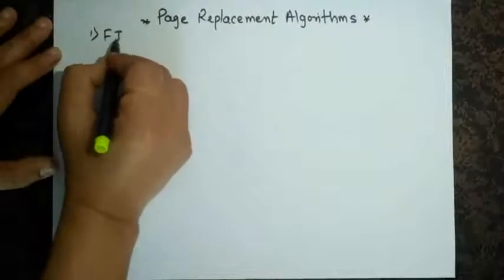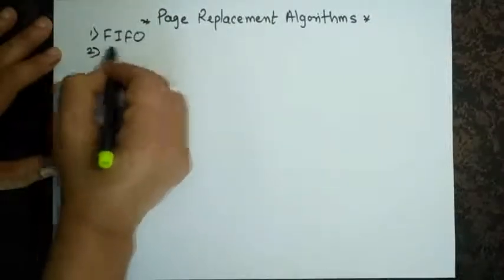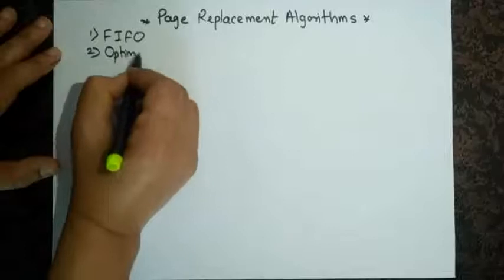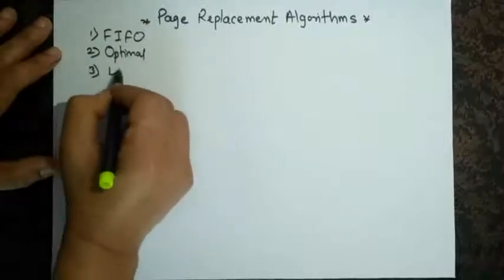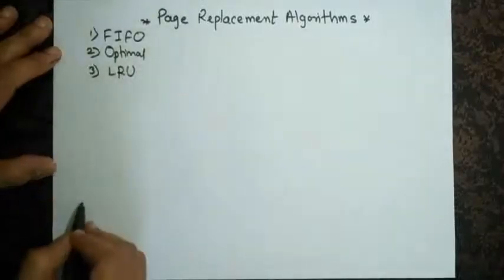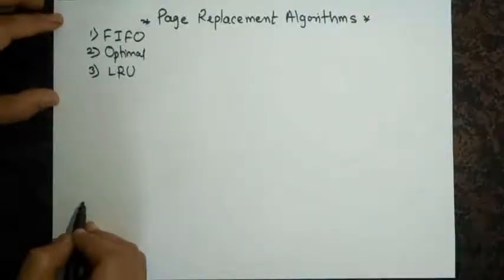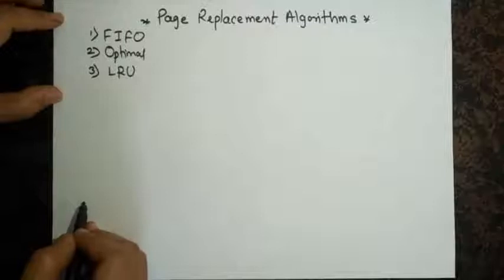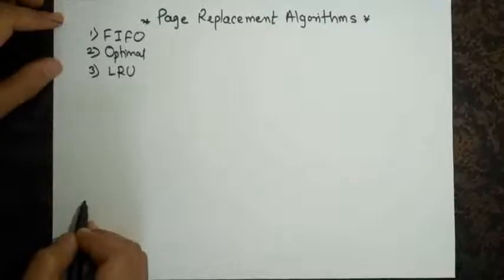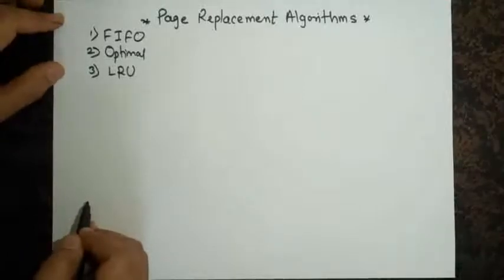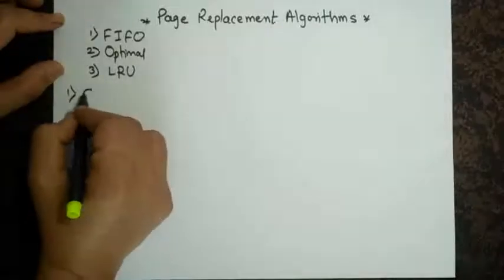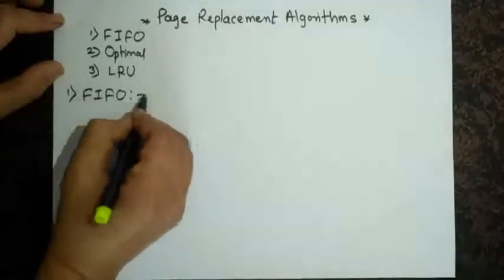First is FIFO, that is first in first out. The second is optimal, and the third is LRU, least recently used. Let us see the implementation of these three algorithms for a particular reference string. A reference string is given as a sequence of page numbers, and we want to put these pages in the frame area. So which particular page is to be replaced, that makes the difference among these algorithms. So we'll start with the first algorithm, that is FIFO, first in first out algorithm.